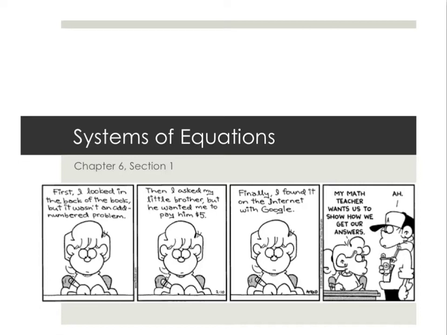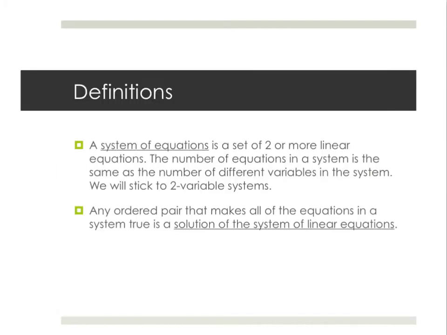on the front screen. Let's jump right in and talk about what systems of equations are. A system of equations is a set of two or more linear equations. The number of equations in a system is the same as the number of different variables in the system. We're going to stick to two variable systems, ones that contain the variables x and y. So just two variables, x and y.